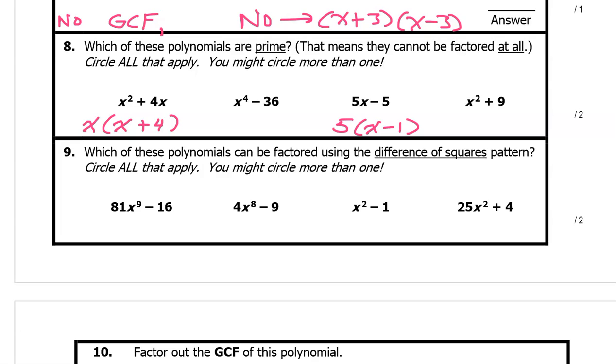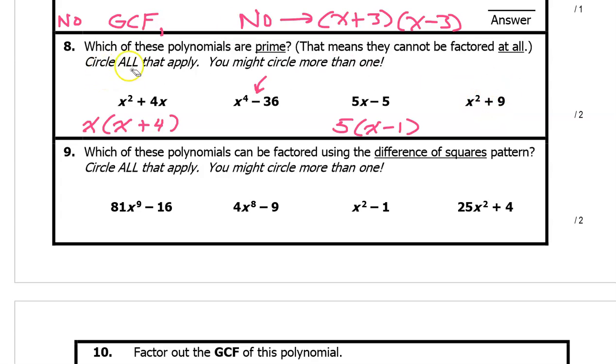Well, notice I'm saying the word difference, the difference of two squares. So for starters, to be factorable, it's going to have a negative in the middle. So that means this one over here is definitely not the difference of two squares. So this one will not be factorable. Okay, there was no GCF, so our only hope was difference of two squares.